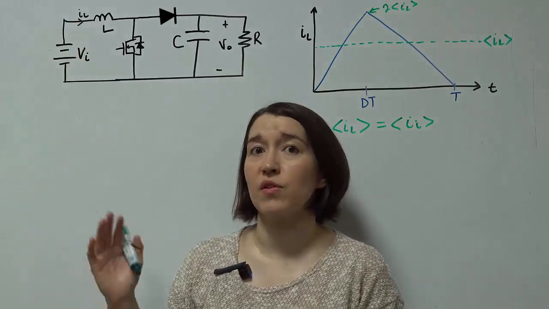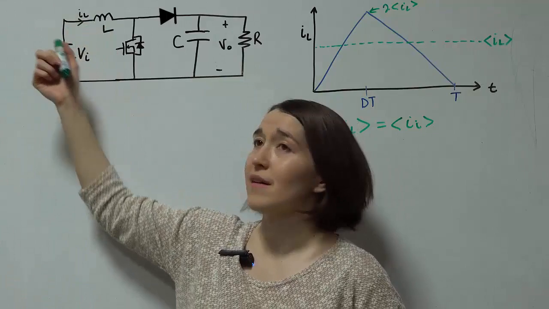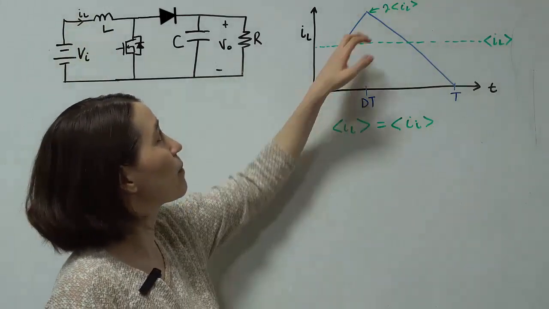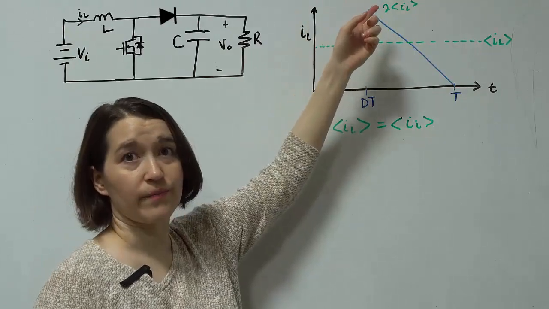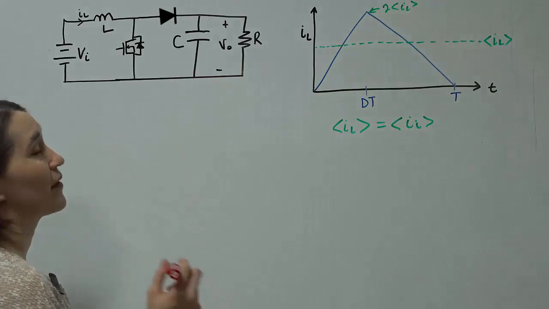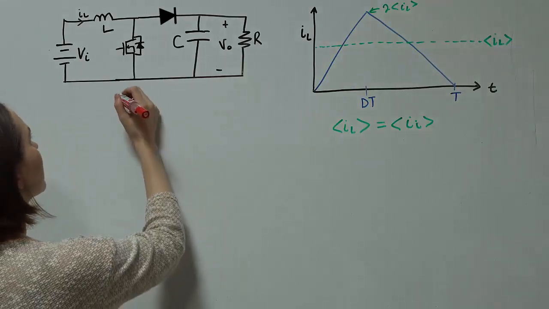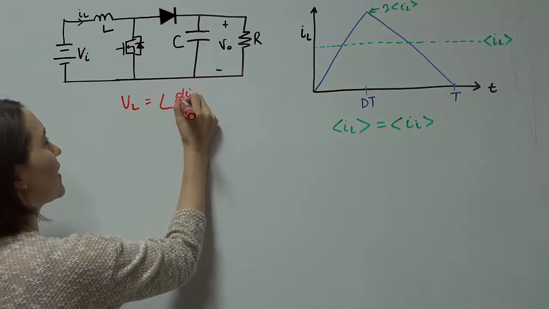Assuming you know the specs of your system already, you know the input current, you can use that value, and you know that the peak value that you want to see in your inductor is going to be twice that value. So now let's go to calculating the inductance value. We start with the inductor equation, V_L equals L di/dt.